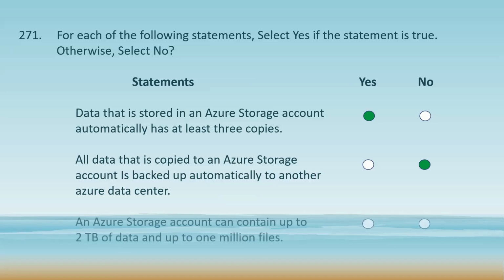And the third statement is an Azure storage account can contain up to 2 terabytes of data and up to 1 million files. This one is also incorrect, friends. The keyword which made this statement incorrect is the phrase up to 2 TB of data. Default maximum storage account capacity is 5 petabytes of data.